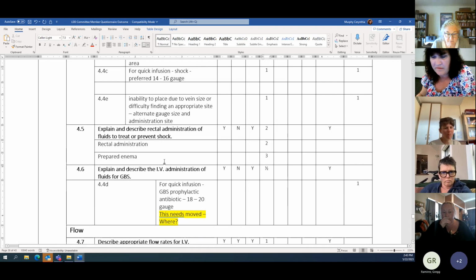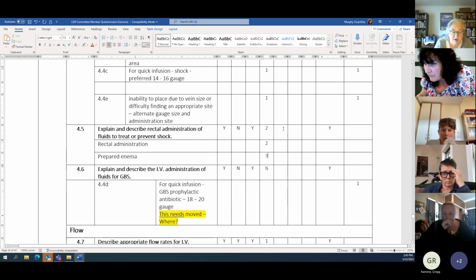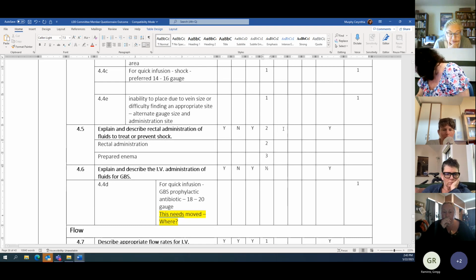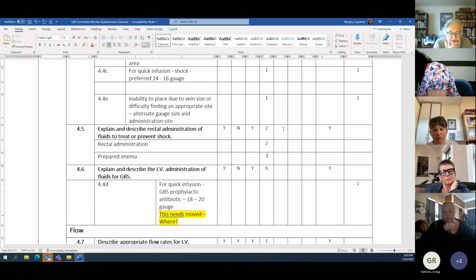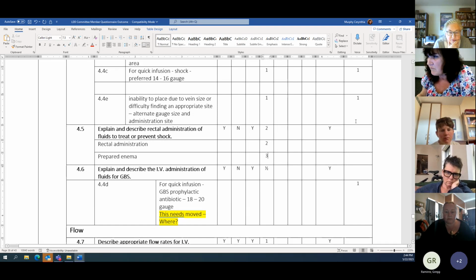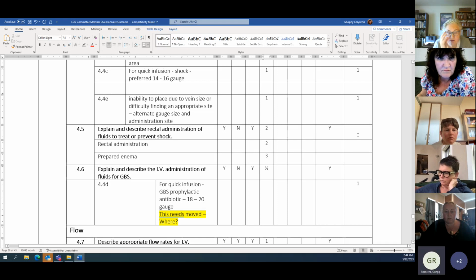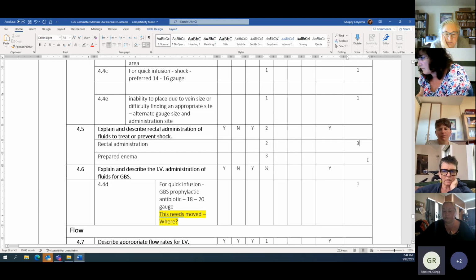On this one, the prepared enema, 4.5. Yeah. So those are those two things, rectal administration, prepared enema. Those are from the learning objectives, the bullet points under 4.5, where rectal administration is an alternative to oral or IV hydration. I'm kind of inclined to give the whole 4.5 3s at this point. What do people think about that? Yeah, I feel fine about that.